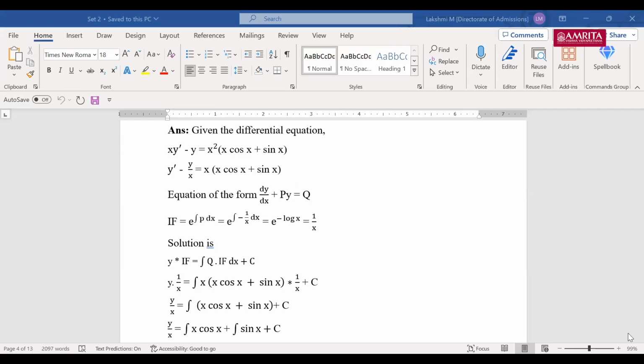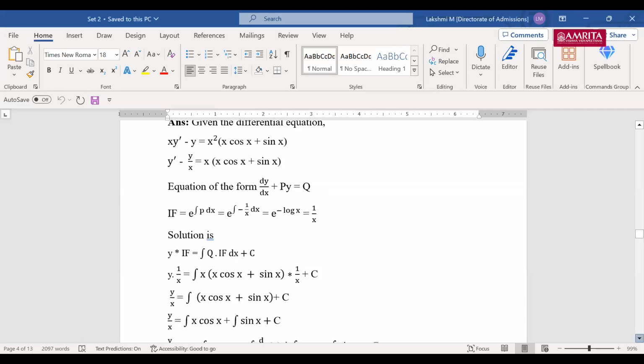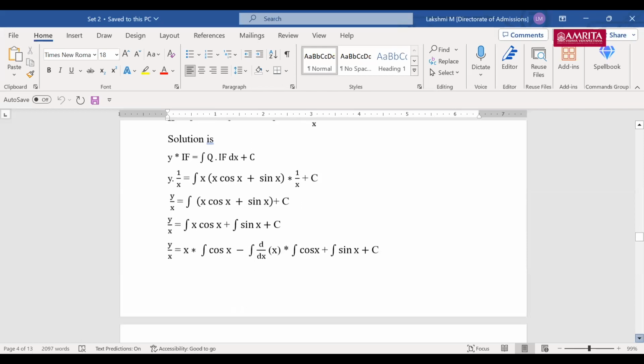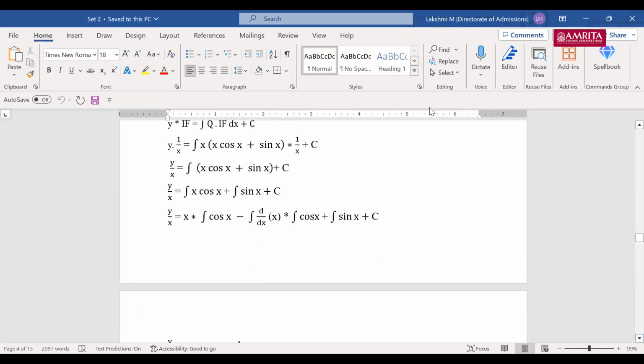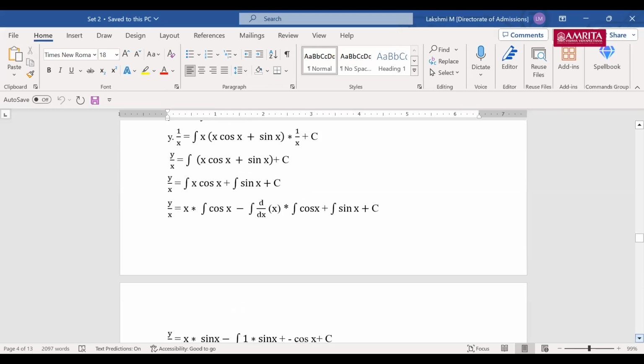Yes, a lot of students are really having an idea about this type of question. Now you could simply solve it. Once you understand the format, you could simply solve it. This will be y by x. Here it's x into integral of cos x minus integral of d by dx of x into integral of cos x, plus integral of sin x plus c. The very simple formula that you have studied.